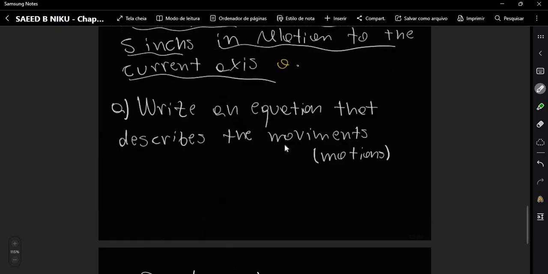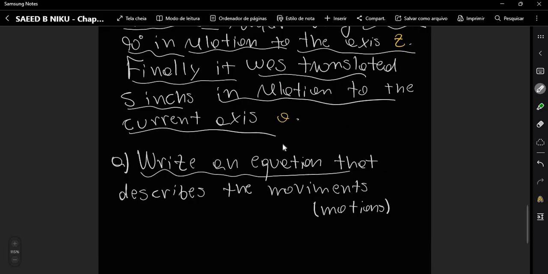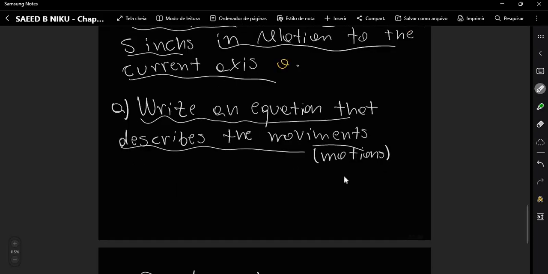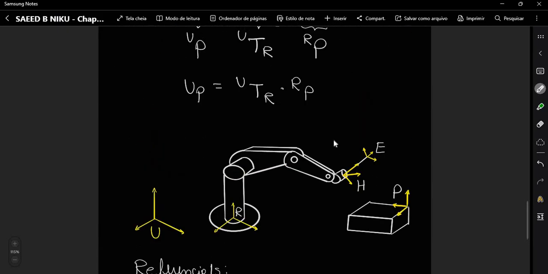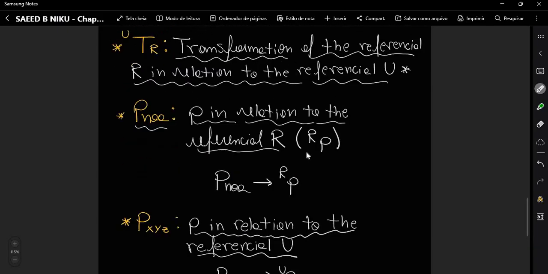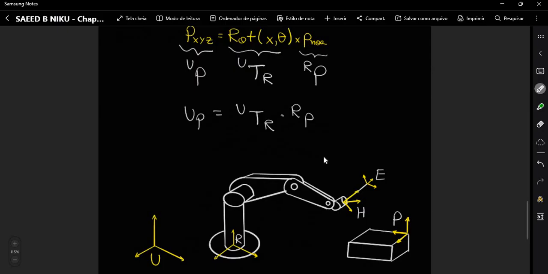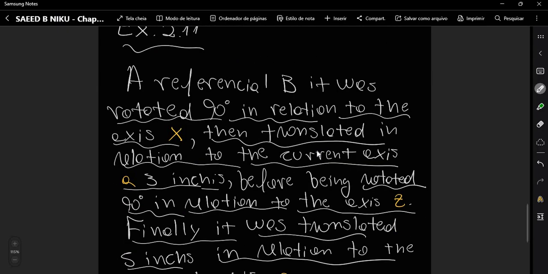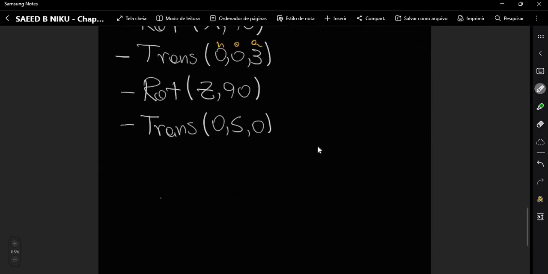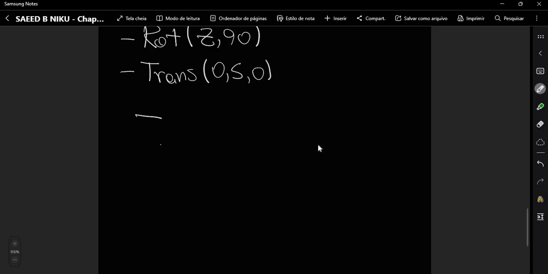So he asked for us to write an equation that describes these movements. So we have to remember how to read this notation. Translation of the referential in relation to the referential U. And we are doing a transformation in relation to the referential B. So it is a transformation in relation to the referential B with respect to the universe.